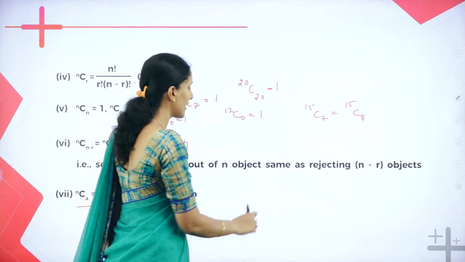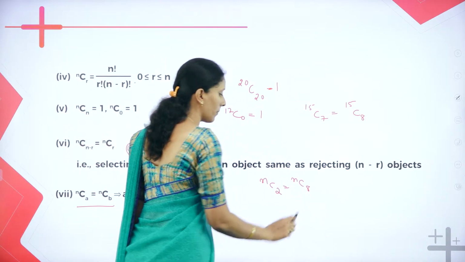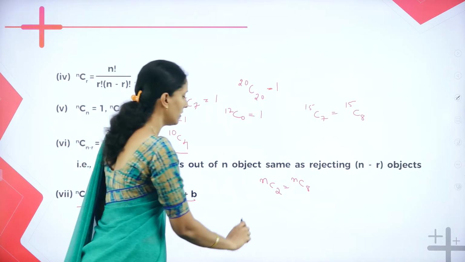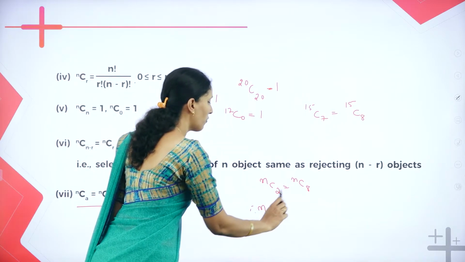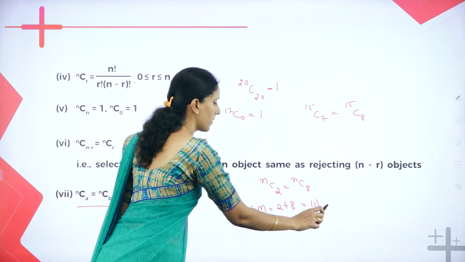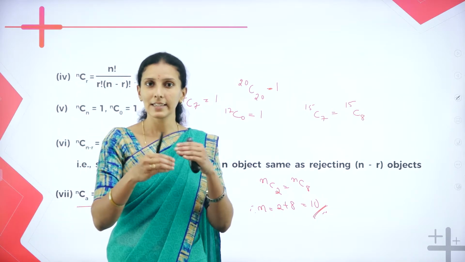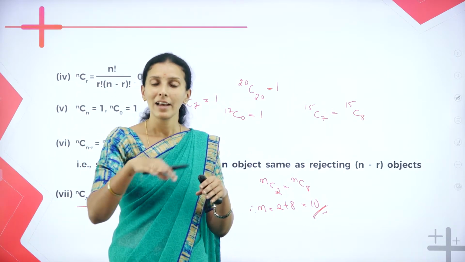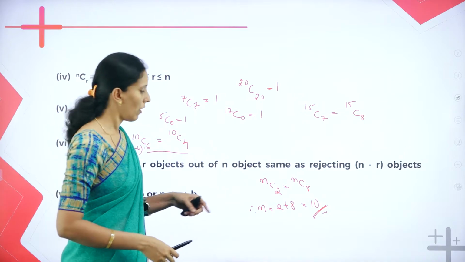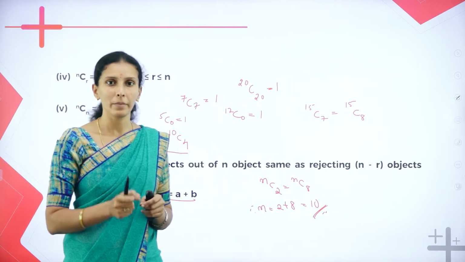Or when a case arises like nC2 is equal to nC8, what is the value of n here? n may be the sum of two numbers, so 2 plus 8, which is equal to 10. So clearly 10C2 is the same as 10C8. That is, selecting two objects is nothing but rejecting 8 objects. So therefore, for the formula of the combination, the value will be the same for both.